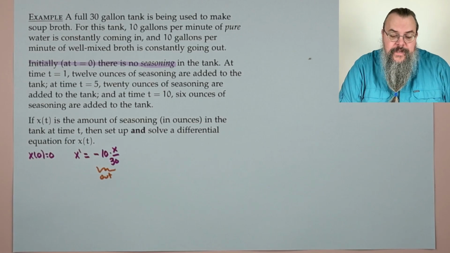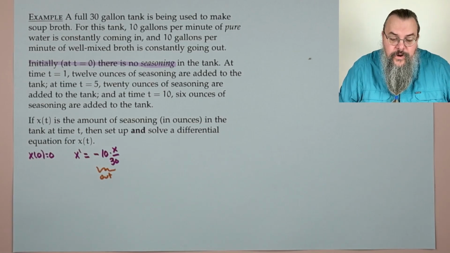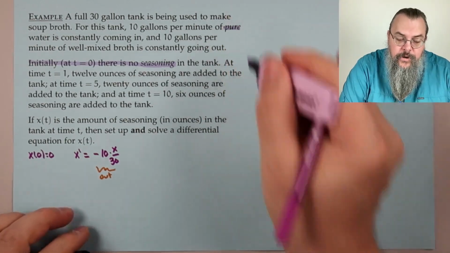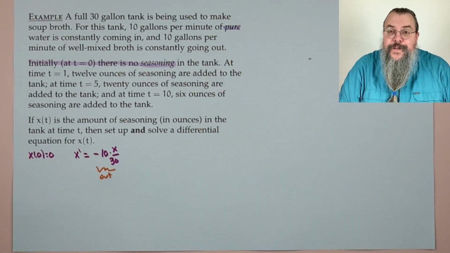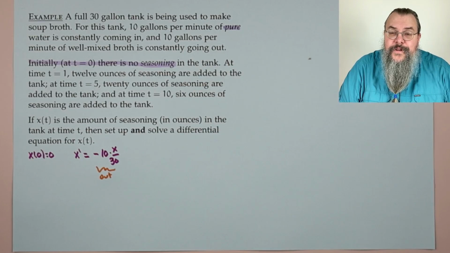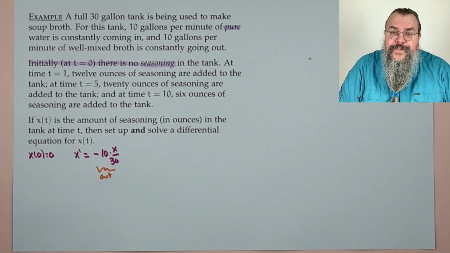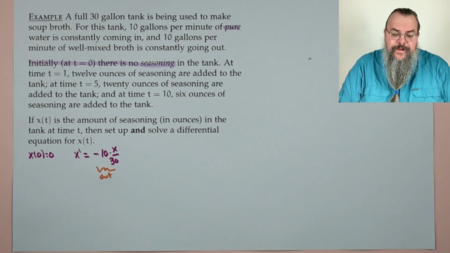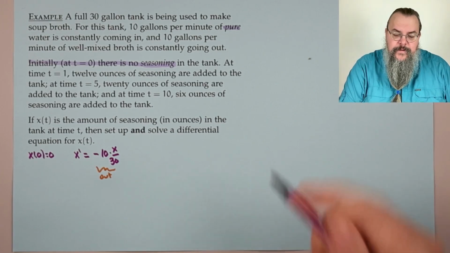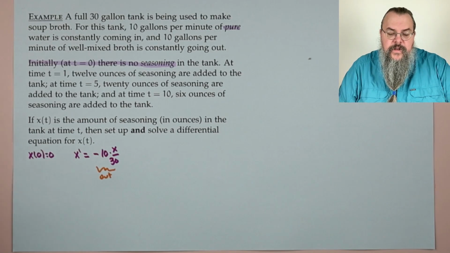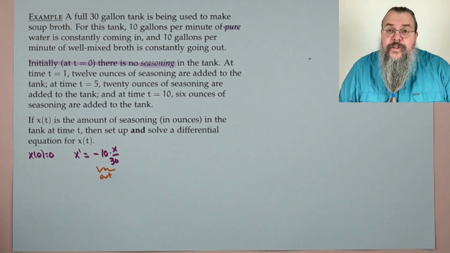How much is coming in? Well, we're told that 10 gallons of pure water comes in at every moment. Pure water, there's no seasoning in that. So where's the seasoning coming from? Well, that's coming from this second paragraph. And it says, okay, at time t equals 1, 12 ounces of seasoning are added to the tank.